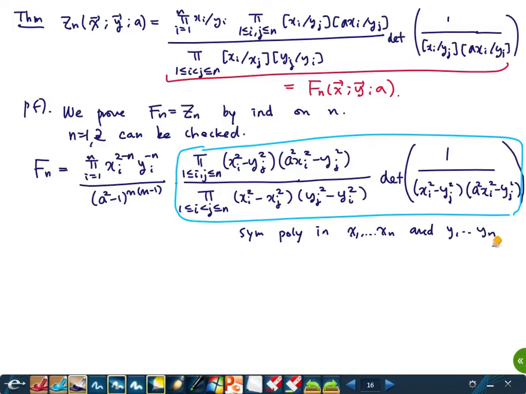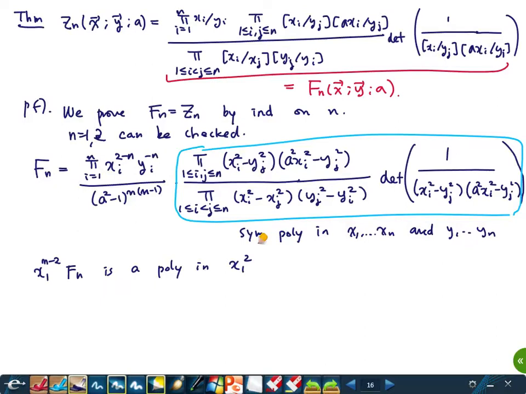And now, let's think about this as a polynomial in x1, just one variable. We're going to focus on one variable. So let's delete this part by multiplying by it. Fn times this is a polynomial in x1 squared, right? Because if you multiply this, this will cancel, so it will be a polynomial in x1 squared.